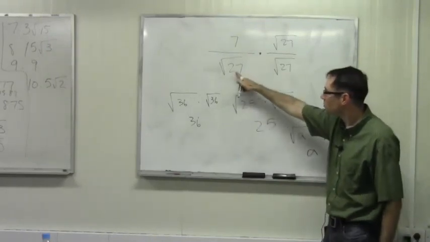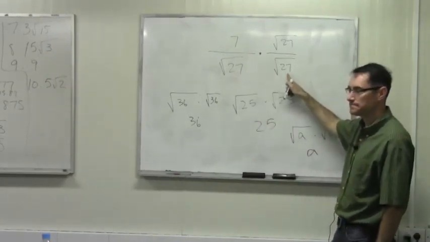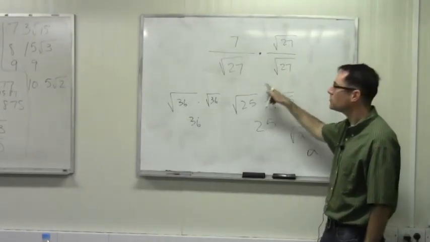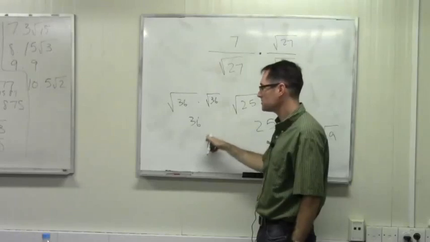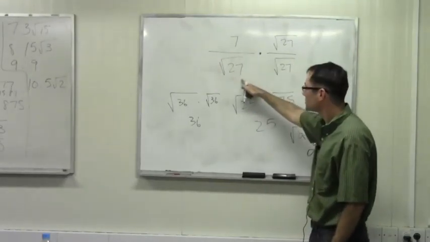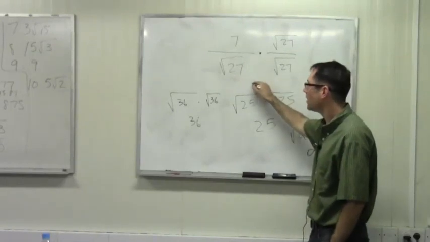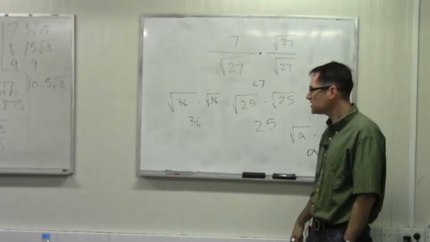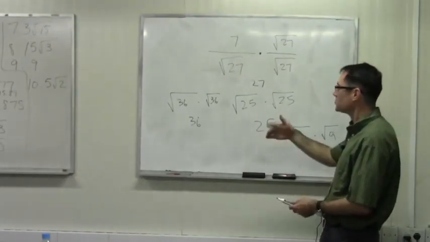Okay, so what's the square root of 27 times the square root of 27? 27. What was the square root of 36 times the square root of 36? What was the square root of 25 times the square root of 25? What was the square root of 27 times the square root of 27? It's the pattern. That's the pattern. It's weird. It is a little weird, isn't it?